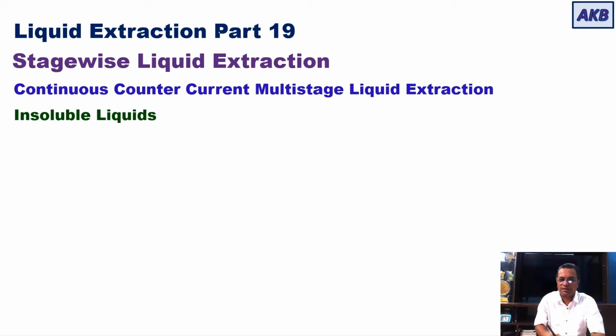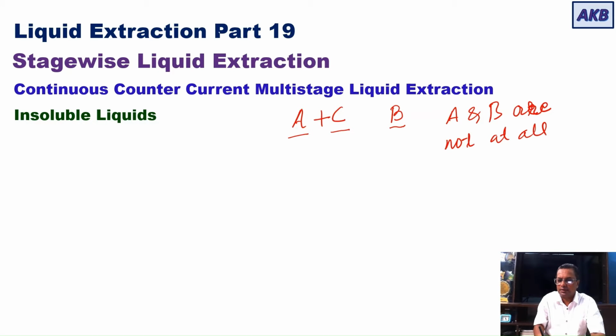In this case, the feed solution contains A and C, where A is the carrier solvent and C is the solute to be extracted. This feed solution will be contacted with an extracting solvent B. In this discussion, A and B are considered to be not at all soluble in each other.